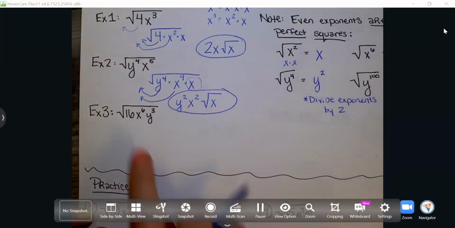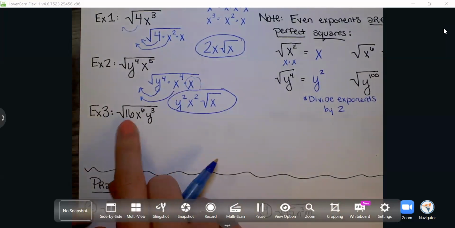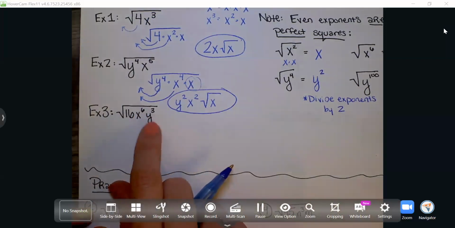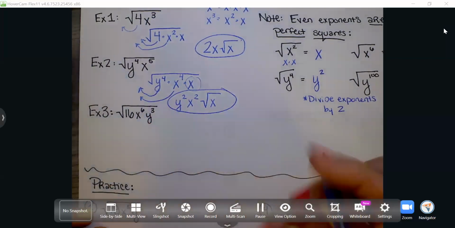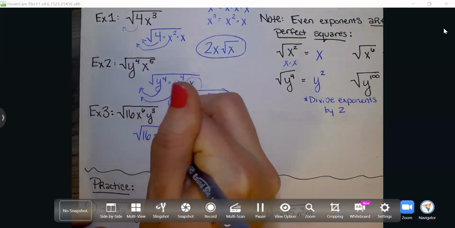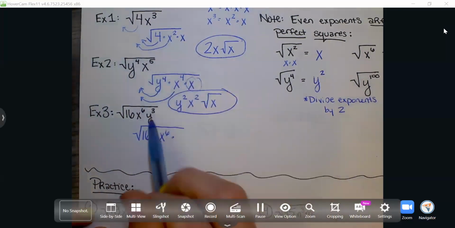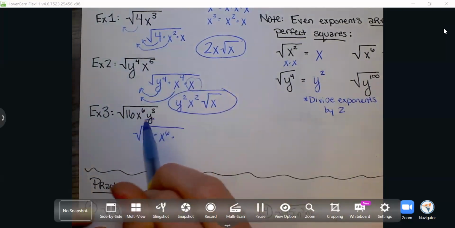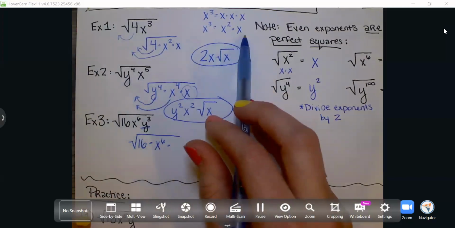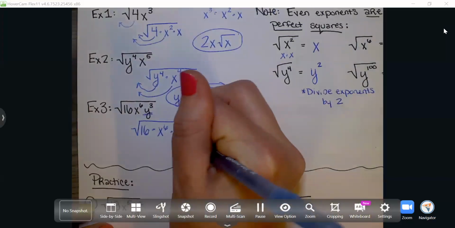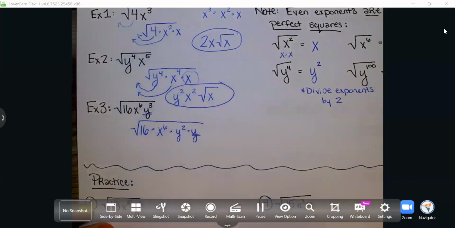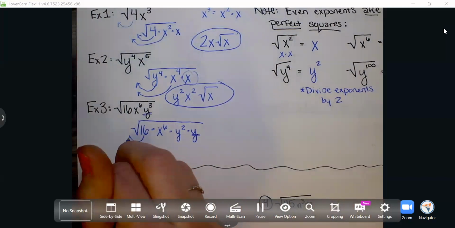Last example, 16 is a perfect square. X to the sixth is an even exponent. It's a perfect square. Y to the third needs to be broken down. So let's rewrite this. Perfect squares are 16, x to the sixth, but then this y to the third needs to be broken down very similar to what I did up here with a x to the second and x. I'm going to have y to the second and y. And this y is going to be left over. Everything else is a perfect square.